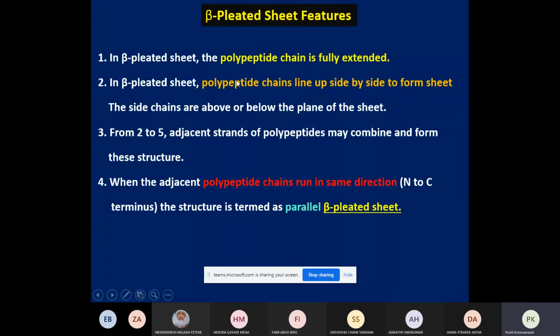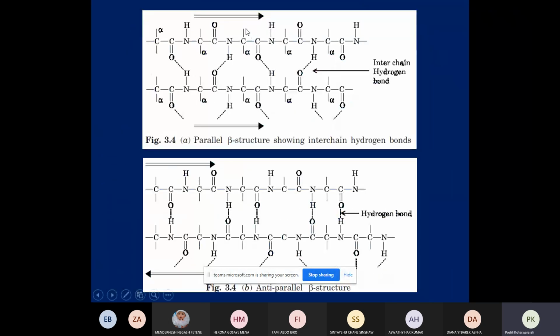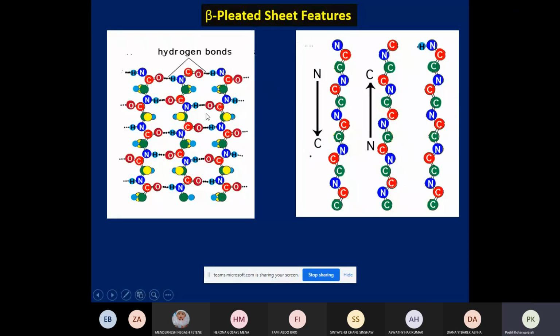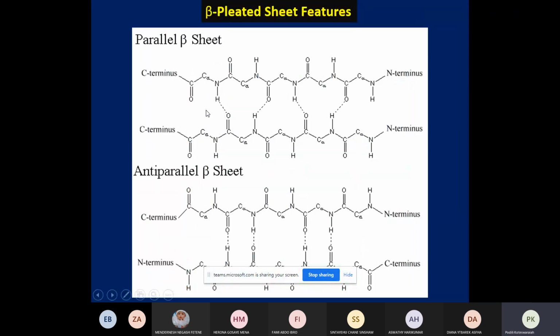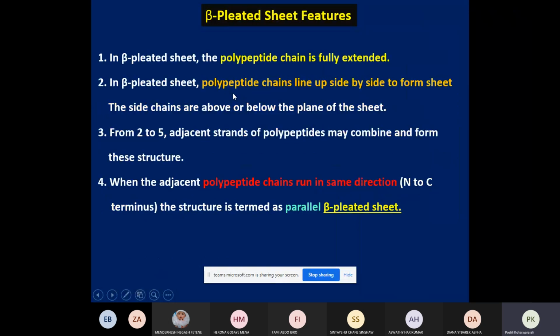Then coming to the second ordered secondary structure, the beta pleated sheet, and we know that these beta pleated sheets have sheet-like structures. You can see here they have sheet-like structures. They are formed when two or more polypeptide chains are lined up side by side and the beta pleated sheets are formed. And these beta pleated sheets are of two types. One is parallel, and the second one is anti-parallel.